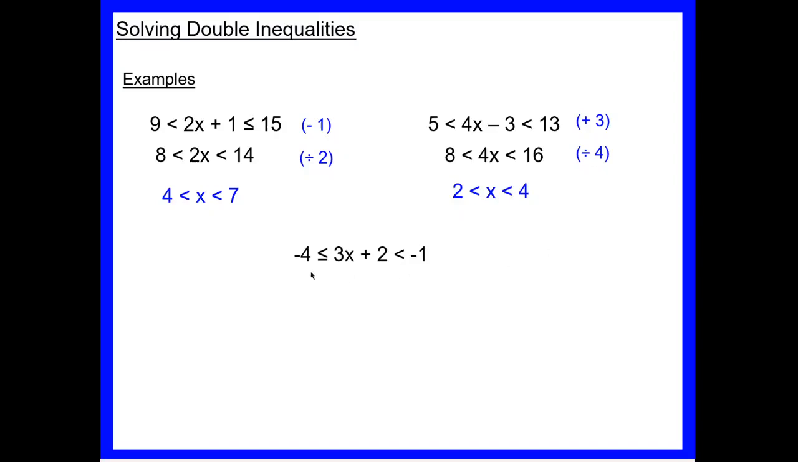The last one then, the only change we've got is we've got some negative numbers here and here, so we need to be a little bit more careful. So to get rid of plus 2, we're going to subtract 2. So minus 4 subtract 2 more is minus 6, is less than or equal to 3x, and minus 1 subtract 2 is minus 3. We're now going to divide everything by 3. So remember, a negative divided by a positive will give us a negative answer. So minus 6 divided by 3 is minus 2, which is less than or equal to x, which is less than, and minus 3 divided by 3 is minus 1. Make a note of those examples in your book before you have a go for yourselves.